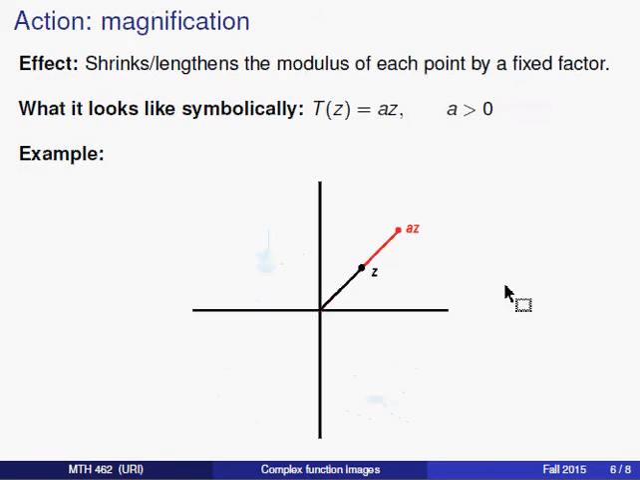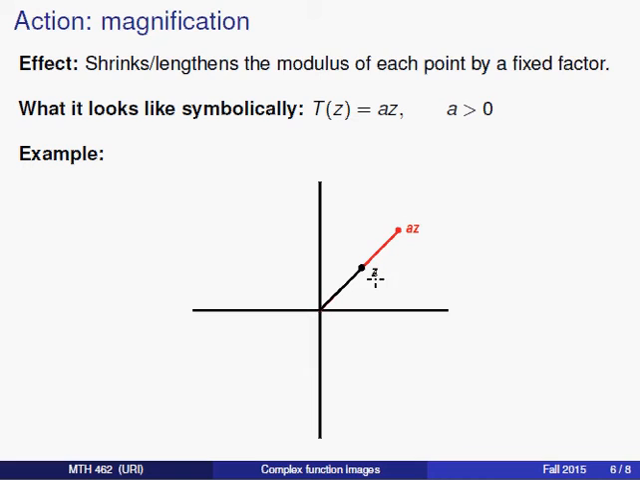The third type of action is magnification. Magnification is a lengthening or shrinking of the modulus of a point by a fixed factor. Symbolically, this is what happens when you multiply a complex number z by a number a. This time the number a is a positive real number. So we're looking at multiplying z by a factor of 2 or a factor of 1/2 or something similar.